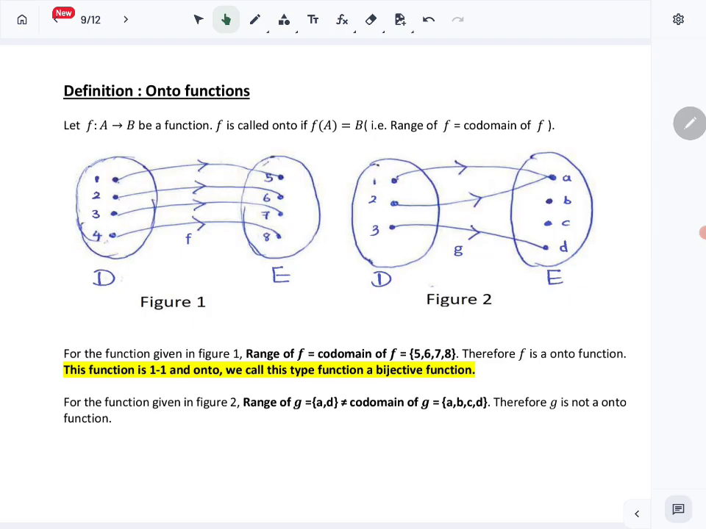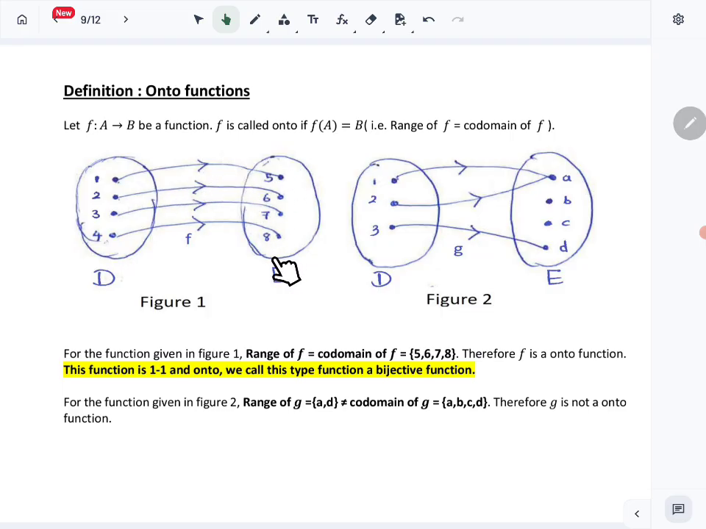Okay. Right. Then the next function type, onto functions. What are onto functions? So f is a function from A to B, and f is called onto if this happens: the range of the function is the same as the codomain of the function. So look at this figure 1.